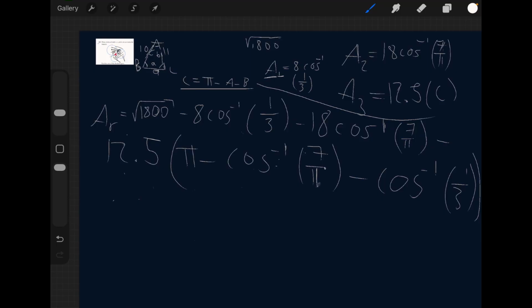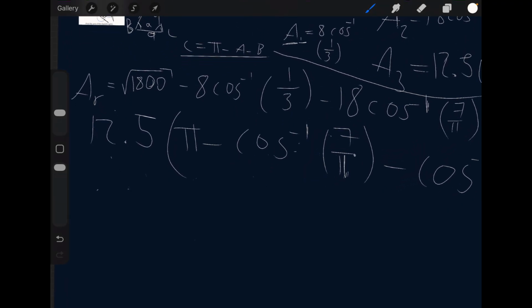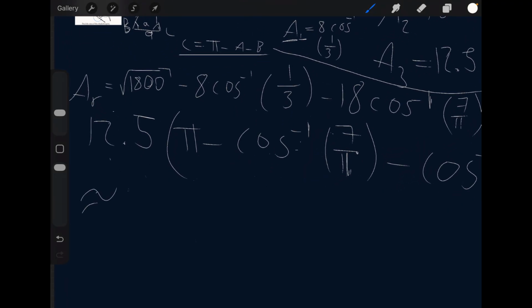And using a calculator, of course, or GeoGebra or anything else, you'll get that the area in the middle is approximately, and remember that we used centimeters, 3.85 centimeters squared. So if you got that, well done. If you didn't get that, maybe that's because you used degrees or something.